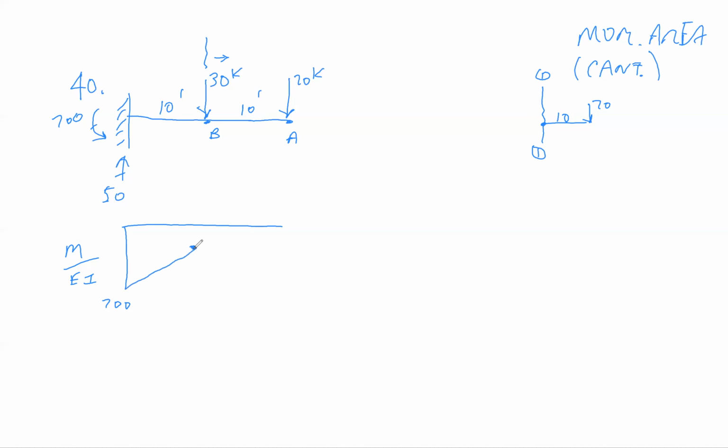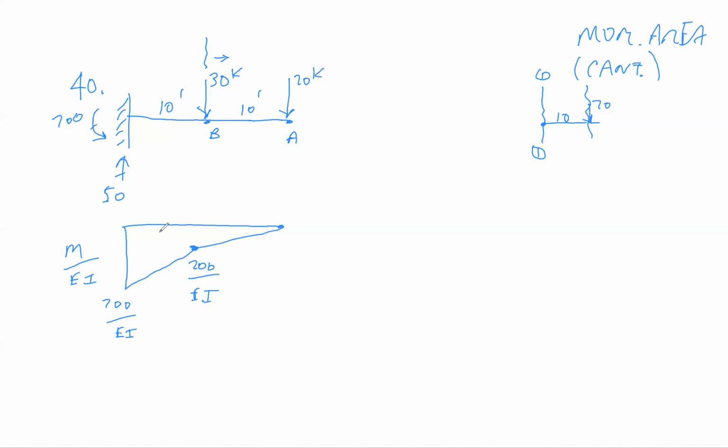So there's something like this. And then, of course, all the way at the end, if we cut a section at the end, we would see nothing when we look to the right. So obviously it goes back to 0 there. So this is actually 700 over EI, and then it goes to 200 over EI, like that. So that's your M over EI diagram. What we need to do is break that up into shapes.